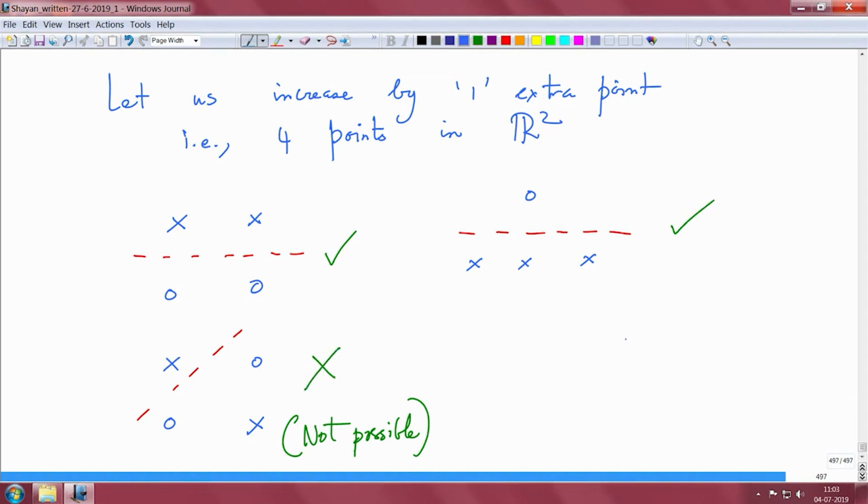And similarly let us look at, like I place 3 points like this and I put a circle in between, like the centroid of an equilateral triangle, right. Even this is not possible because if I put a line anywhere, you can verify that it is not possible. So whichever line that you want to put to separate the points, I cannot shatter these 4 points.